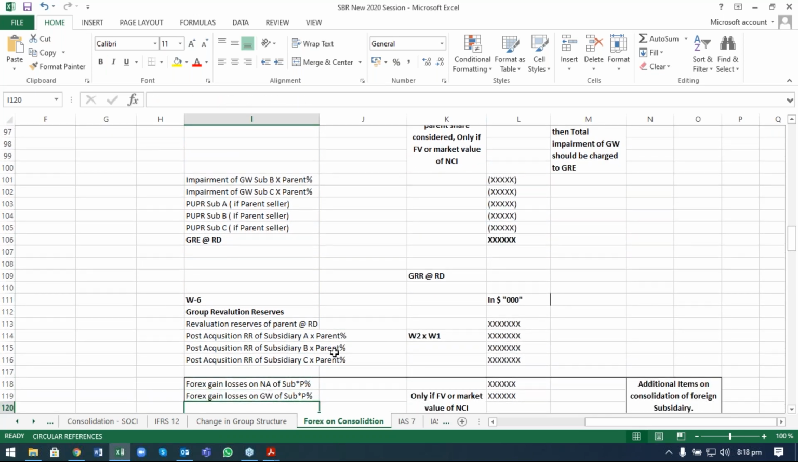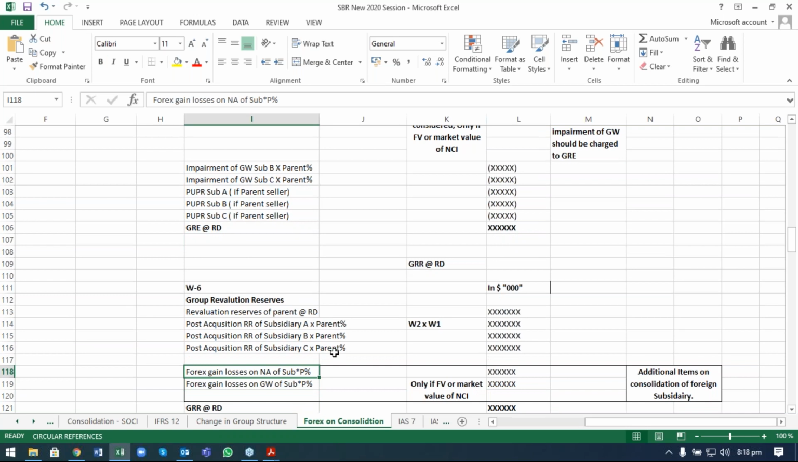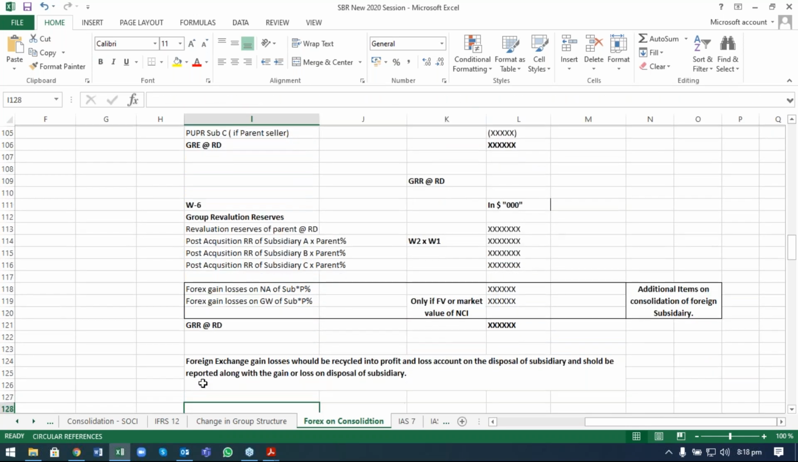So over here we have mentioned it, foreign exchange gain losses of subsidiary multiplied by parent percentage and foreign exchange gain losses on goodwill of subsidiary multiplied by parent percentage, but parent percentage should only be multiplied if fair value or market value of NCI is used. If cost method for NCI is used or partial goodwill is used, you're not supposed to multiply with this goodwill foreign exchange gain losses. You only need to charge all the foreign exchange gain losses to the parent rather than to the NCI, right? So this is how the working should be performed.